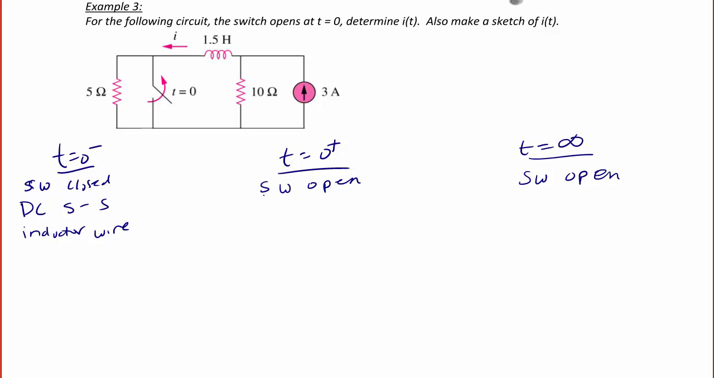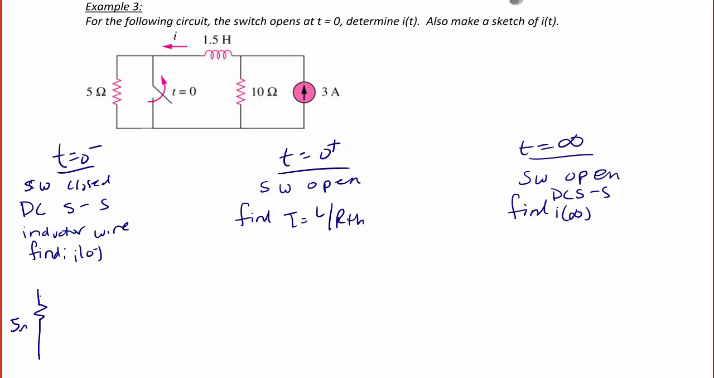At t equals 0 plus, the inductor is now charging or discharging, and we use this circuit to find tau equal to L over the Thevenin equivalent resistance seen by the inductor. And over here, at t equals infinity, we use this circuit to find the final value of the current through the inductor, I of infinity. And since it's been going for a long time, we also assume DC steady state conditions. We use t equals 0 minus to find the initial current through the inductor. So now our next step is to draw these 3 circuits.